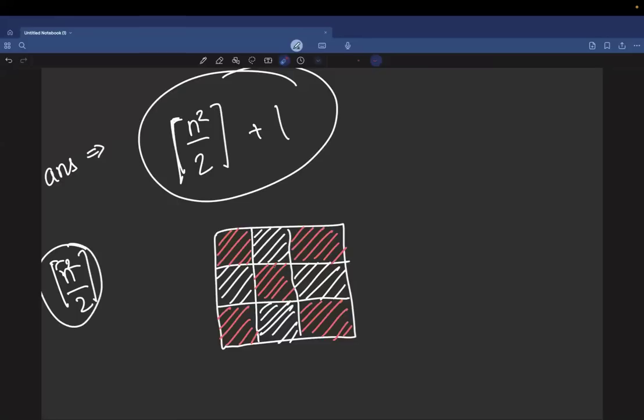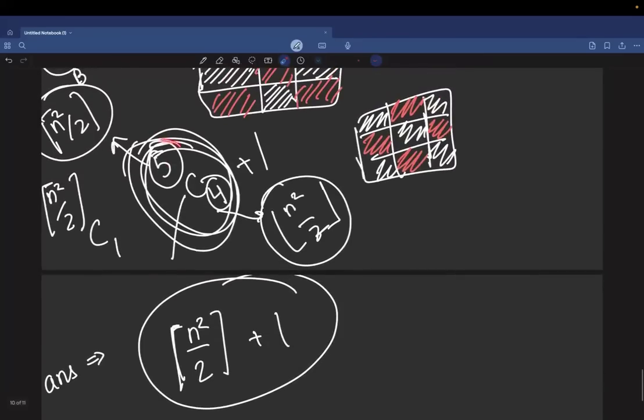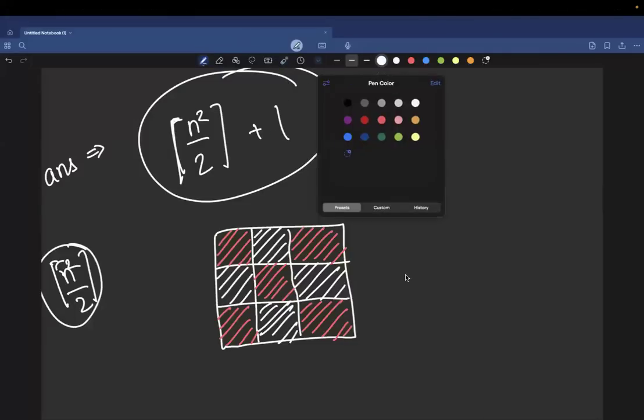Or you could think of it in this way, that you can choose 4 cells out of these 5 cells. In that case, you would have got a formula like this one: n square by 2 C, divide, C, n square by 2 floor. Or you could just directly think in the way that color any one of them as white.